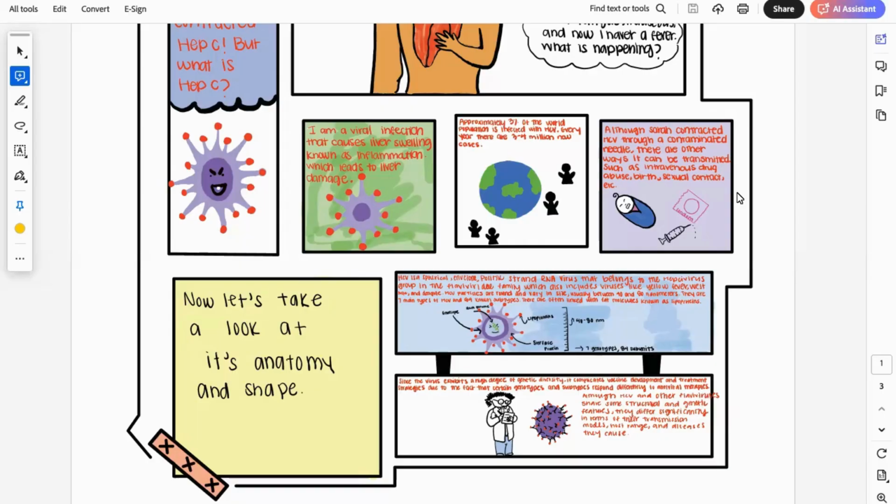Since the virus exhibits a high degree of genetic diversity, it complicates vaccine development and treatment strategies due to the fact that certain genotypes and subtypes respond differently to antiviral therapies. Although HCV and other flaviviruses share some structural and genetic features, they differ significantly in terms of their treatment, their transmission modes, host range, and diseases they cause.